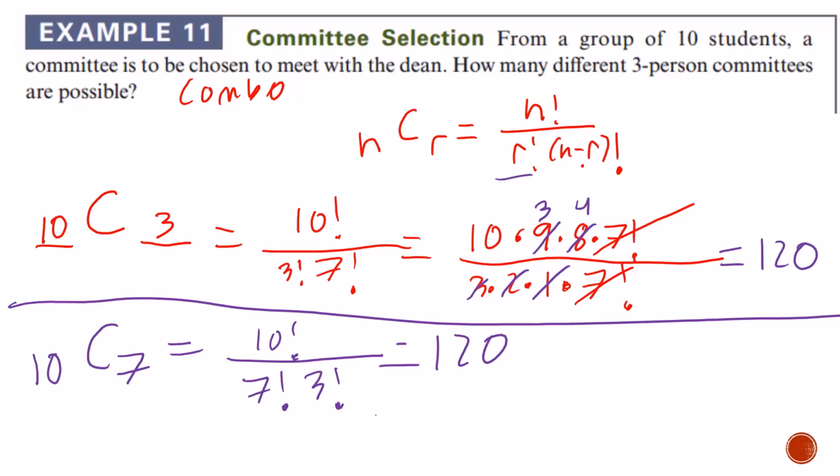So if you have a set of 7, the number of ways to choose 3 and leave 4 should be the same as the number of ways to choose 4 and leave 3, right? So this works for combinations. This pattern does not work for permutations because there would be more ways to order the set of 7 than there would be to order the set of 3. Questions?